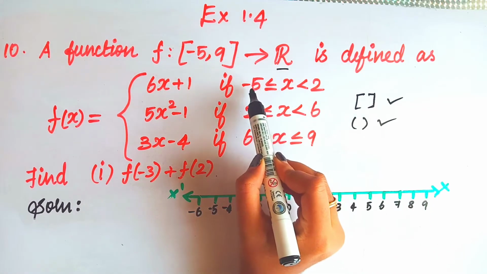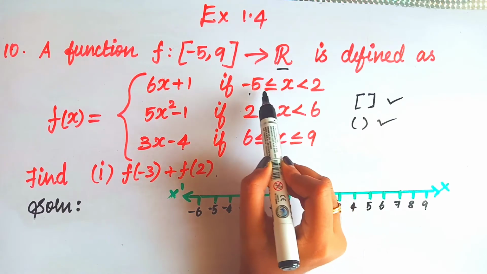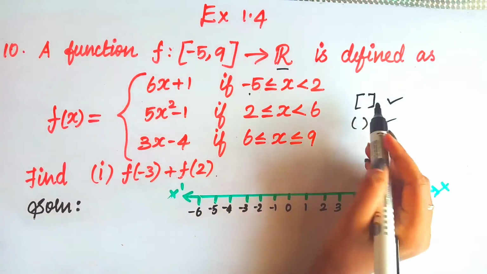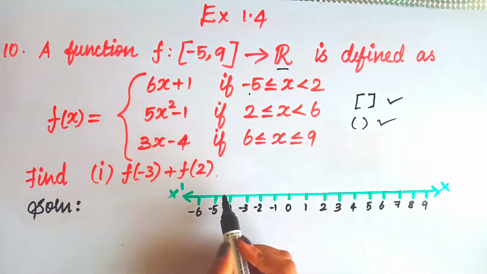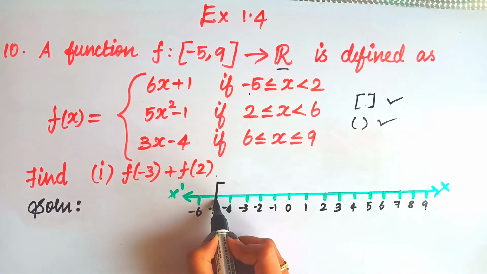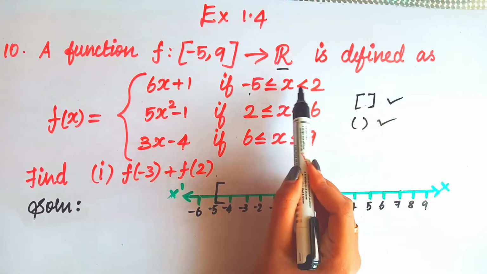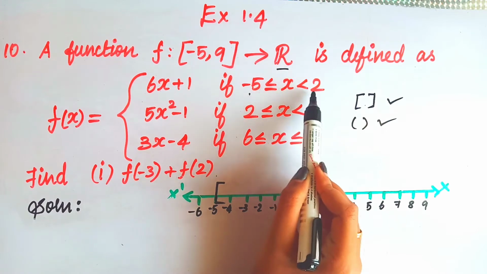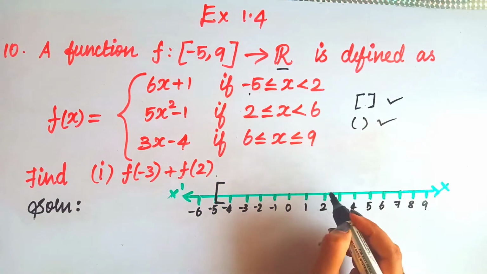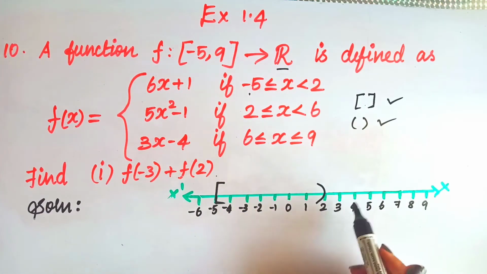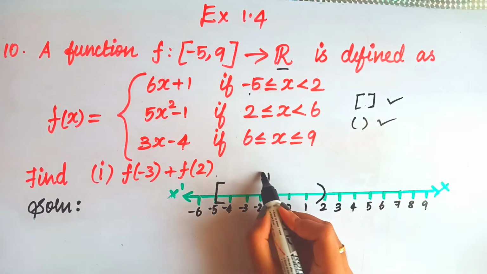So first let's see -5 less than or equal. We have an equal to sign, so we have to use the closed interval. So where is -5? Here it is, and we use the closed interval here. And x is less than 2. Here we don't have an equal to sign, so we have to use the open interval on 2. Okay, so this is our first interval.